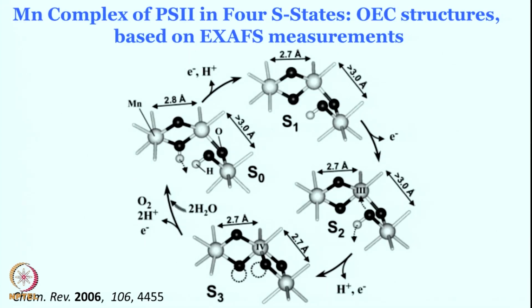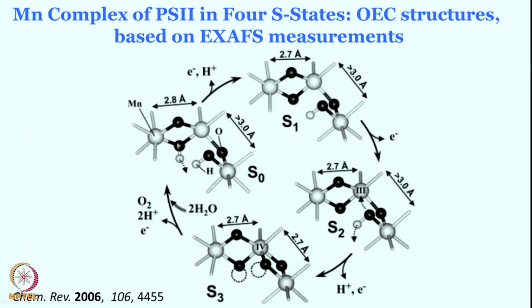Let us look at a proposal which is based on the XAFS study. Here again we are going to look at S0, S1, S2, S3 and S4 without detailed characterization. These proposals are based on the XAFS measurements on the manganese complex of photosystem 2 in 4 S states. So these are the 4 S states that are referred to over here.